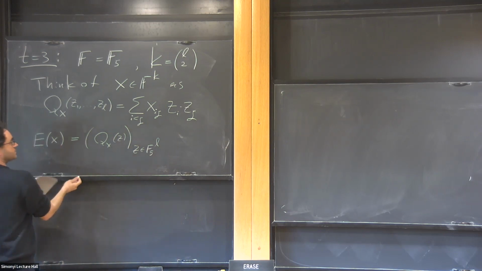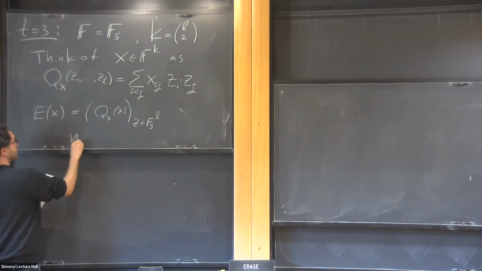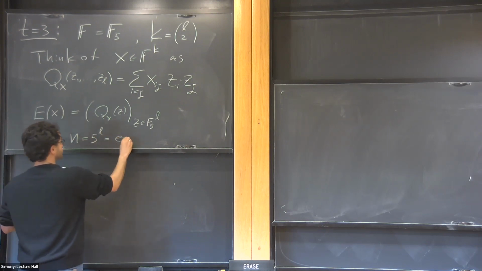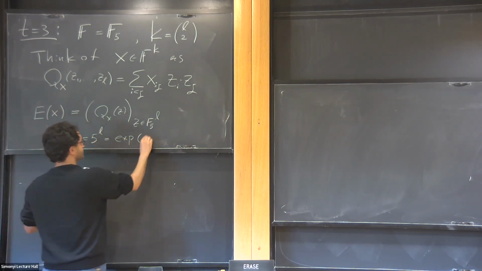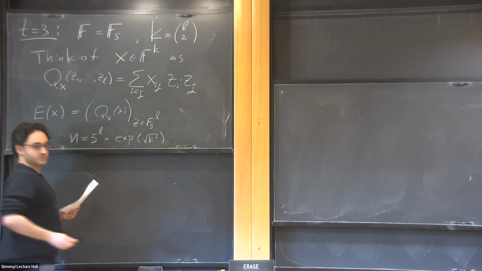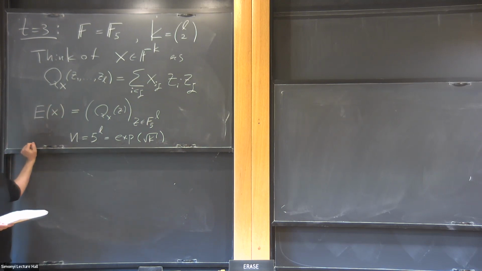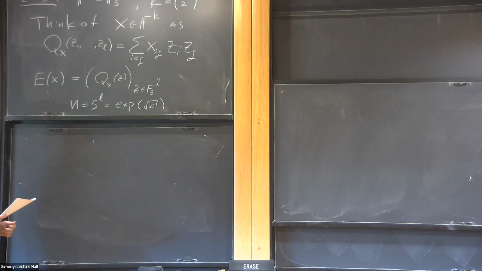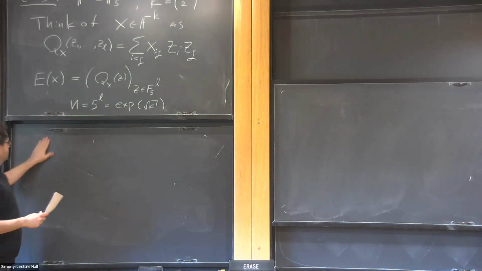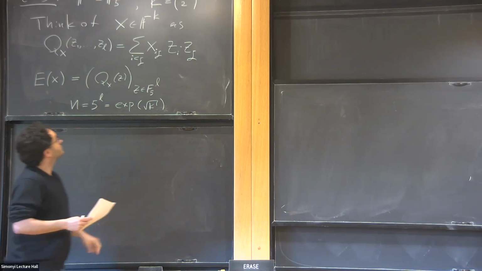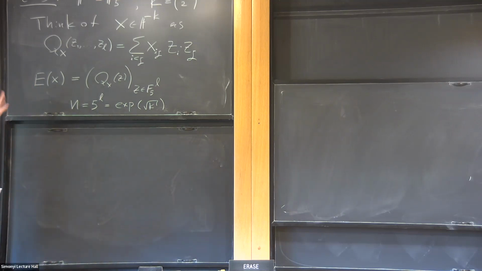So my n is 5 to the L, which, omitting all the constants, is just exponential in square root of k. So instead of exponential in k, we get exponential in square root of k. And we'll see that this is a 3-query code. This is very nice. You can take bigger fields if you want. I'm just doing this to simplify things.